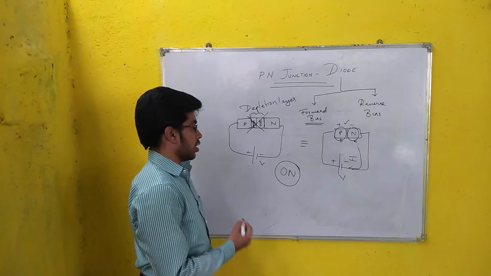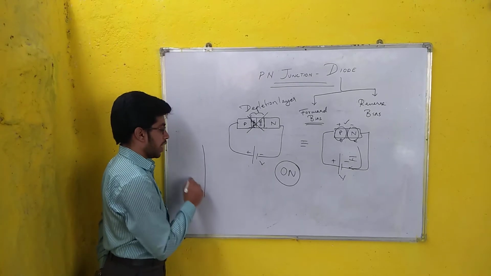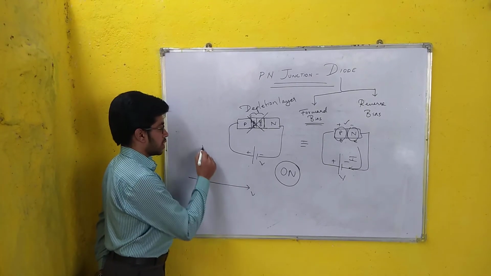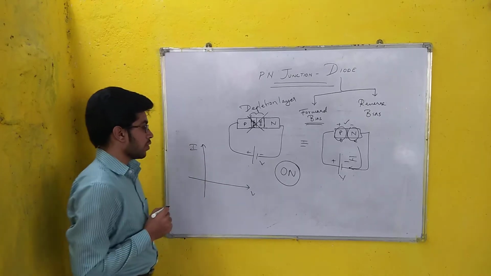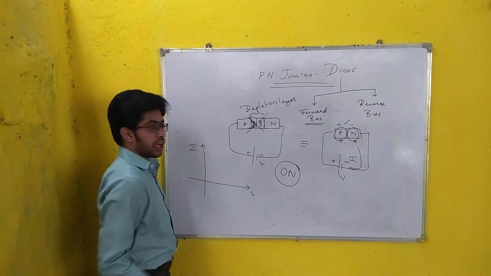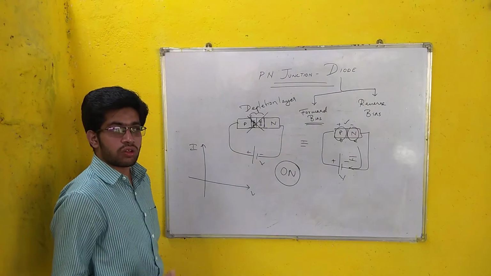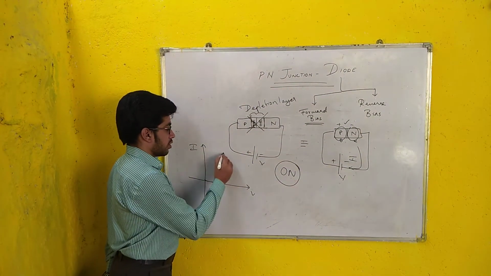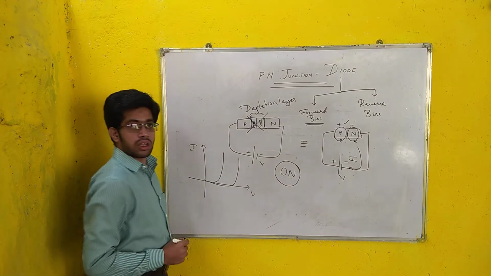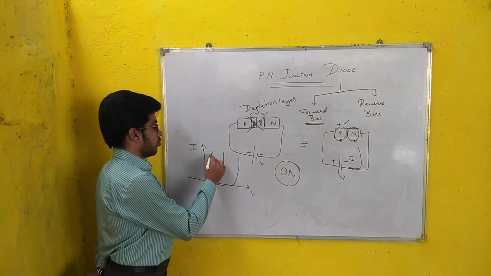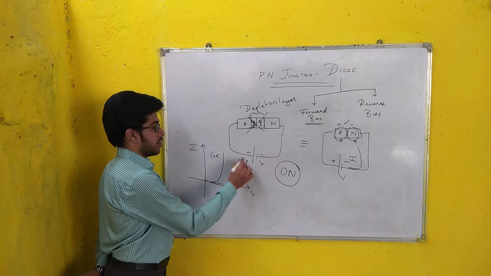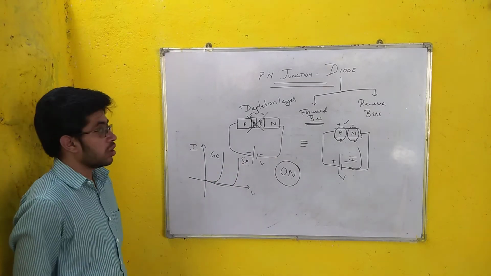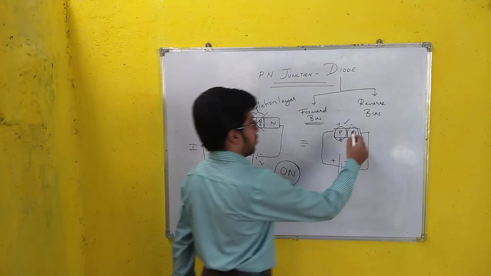Now, one more thing. When you plot a VI characteristic graph, voltage and current, since the current is always on and the voltage is always present, the graph is always increasing for both diodes, germanium as well as silicon. Now we will see the second parameter, reverse bias.